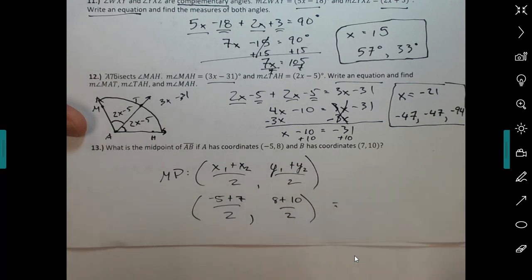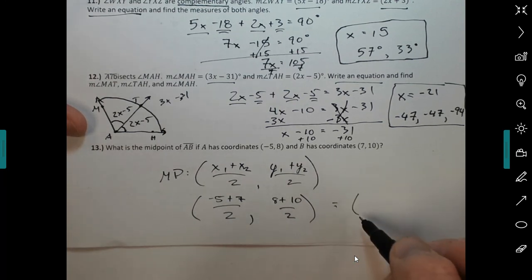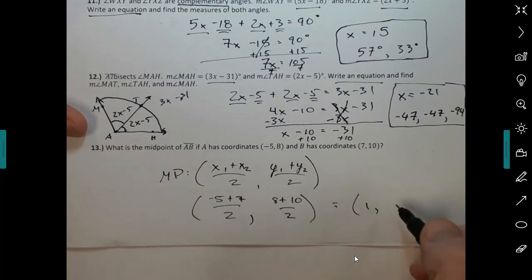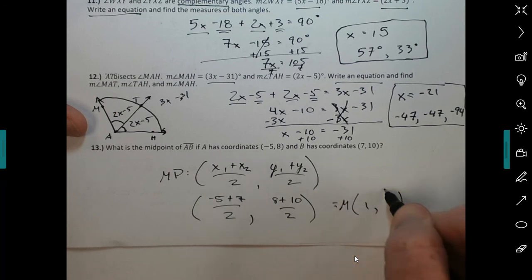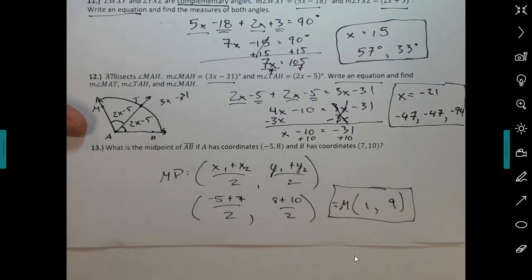So negative 5 plus 7 is actually 2. Divided by 2 leaves me with 1. 8 plus 10 is 18. Divided by 2, 9. There is my midpoint. And that is page 2 of the review.